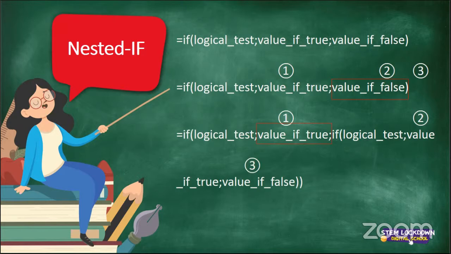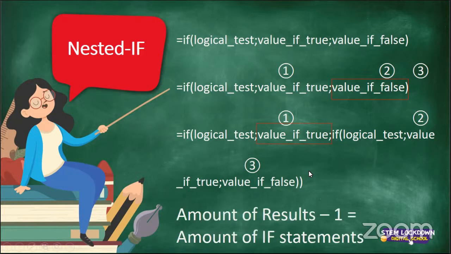And this can go on until, I think, 55. But we never, ever do a nested if that long, because there are similar formulas like a VLOOKUP and HLOOKUP that could assist instead of doing a nested if as well. Okay, so let's work on the nested if.